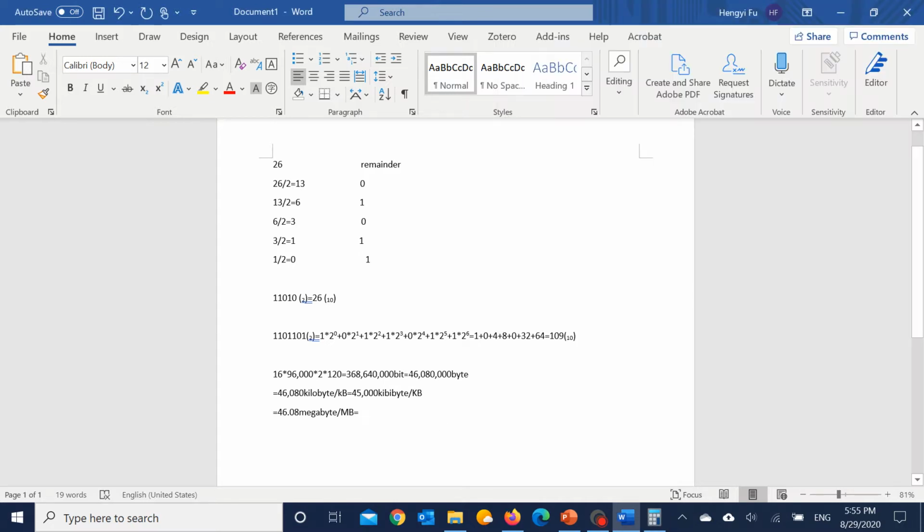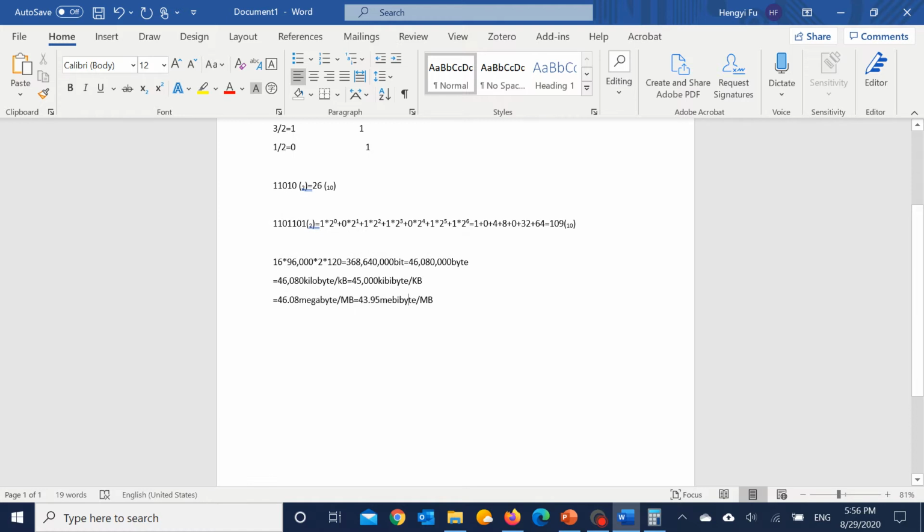Okay, the result is 43.95. It is called maybe. So this time, you can use MB for both. I don't know why, but just for KB, those two units have differences here.